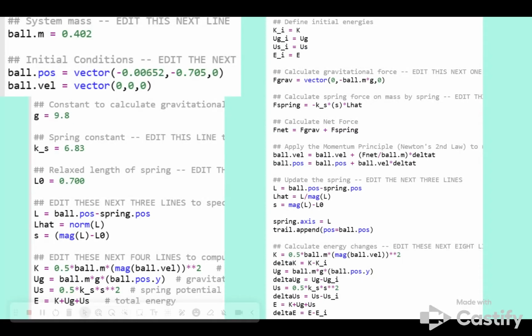Here are the coding process screenshots. We changed mass, position, and velocity to match the data. We also inputted g, the spring constant, and the relaxed spring length. Then we clarified the variables to input them into the energy equations and position and velocity update. We also clarified the change in energy for the graphs.